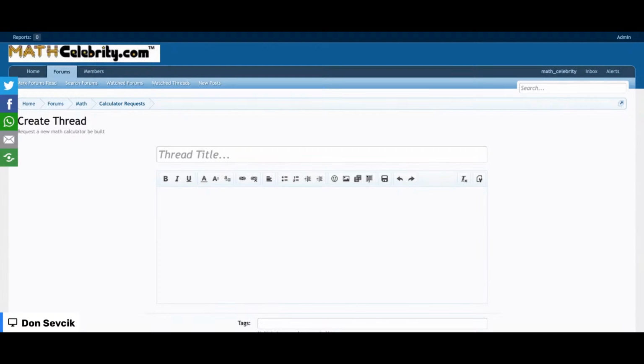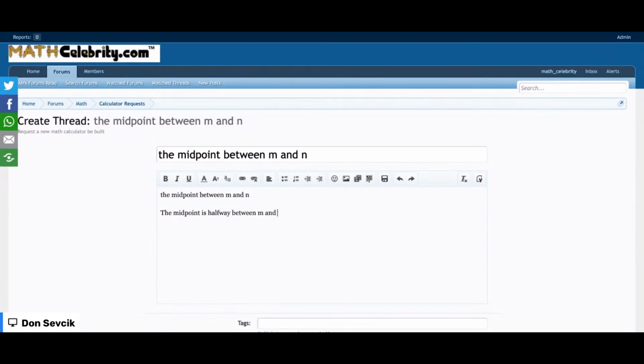This is a good one. I'm going to have to automate this one day, but I'm kind of glad it came through so we could walk through it. The midpoint between M and N. The midpoint is halfway between M and N. So we have M plus N divided by 2. That's your midpoint. That's it.